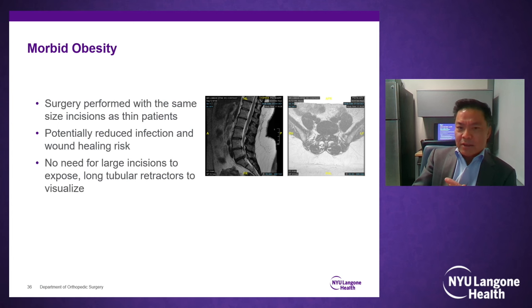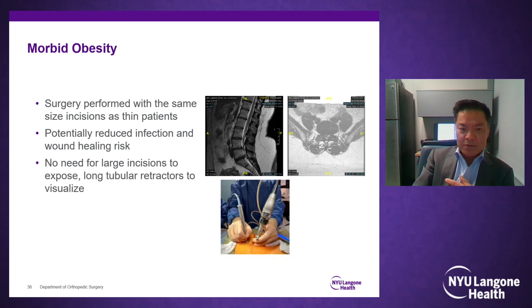And also, this technique is very helpful in morbidly obese patients, as I'm sure all of us have experienced, with people that have subcutaneous fat that's thicker than the longest tube. Well, you don't need to have a longest tube. You just need to put a long sleeve down, and this would be great for a morbidly obese patient, avoiding big incisions and a high rate of wound complications.